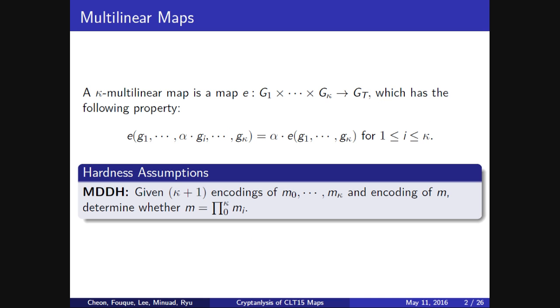At first, let me define a multilinear map. A kappa-multilinear map is a map from a product of groups G_i to a group G_T, which satisfies linearity in its components. Its security is based on the MDDH problem: given kappa plus 1 encodings of m_i and an encoding of m, determine whether m is a product of the m_i or not.